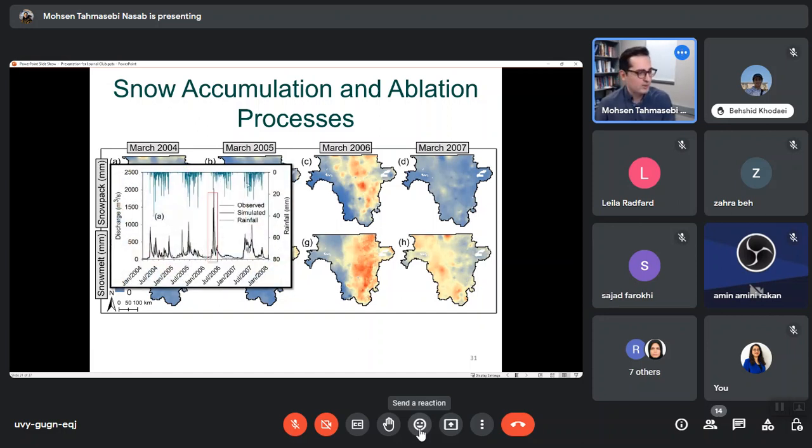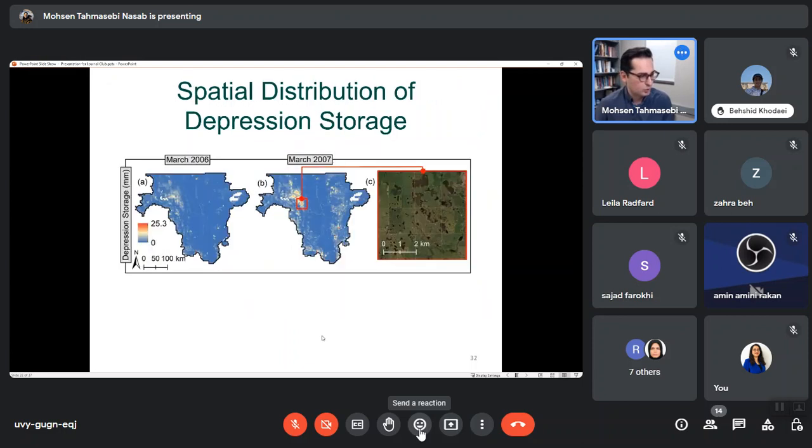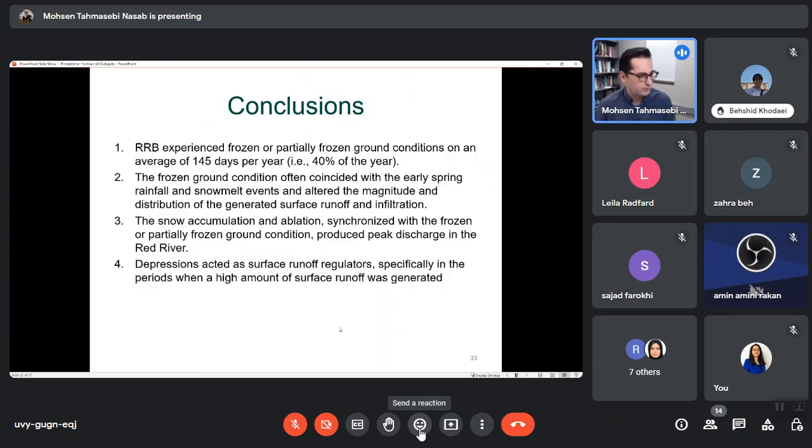Okay, and this is when I showed you that the model is not able to catch the peak of the hydrograph over here. That is due to this March of 2006, when there was a big event in the Red River. Another output from the model is depression storage, and how the model can tell you which areas of the land have higher depression storage and which areas have lower depression storage. All right.